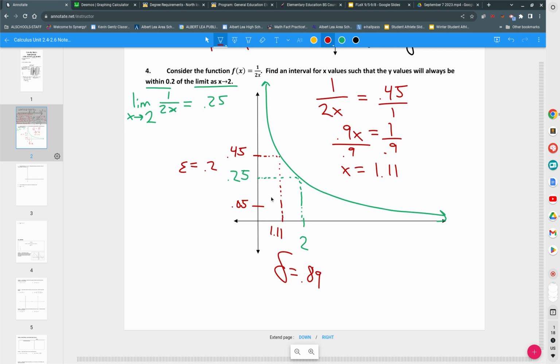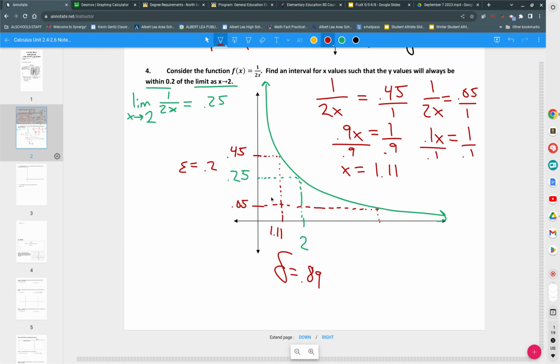So we went up to 0.45. Now let's go down to 0.05. Ooh, that brings me way out here, doesn't it? Okay. So now I do the same question. What's the x value that will give to me an output of 0.05? So I take 1 over 2x and I set it equal to 0.05. And I cross multiply. 2 times 0.05 is 0.1, equal to 1. I divide both sides by 0.1.